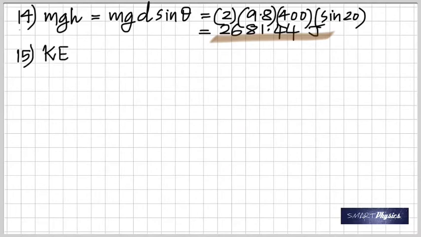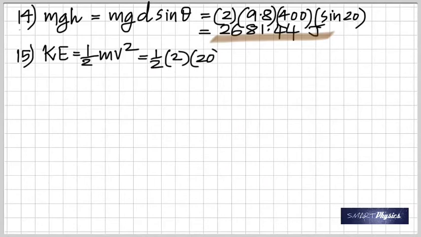15. What's the formula for kinetic energy? 1/2 mass times velocity squared. All right? Okay, there we go. Kinetic energy. The mass is given. Do you know the velocity? 20 meters per second. So it gives you 400 joules.